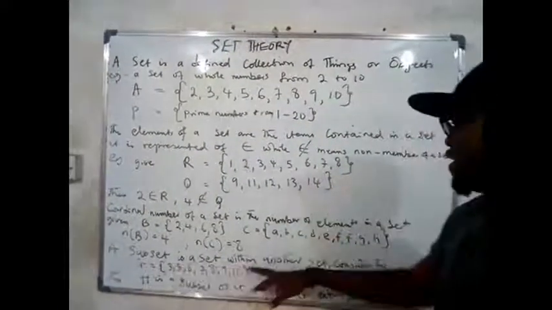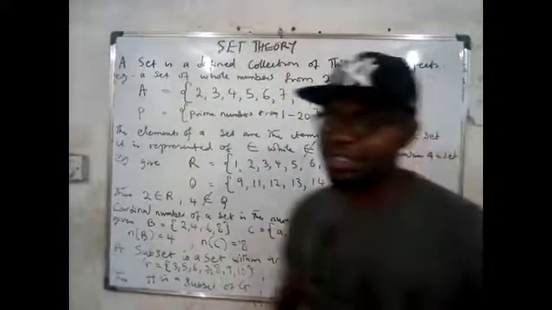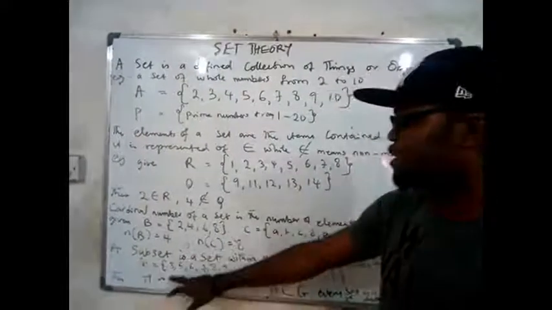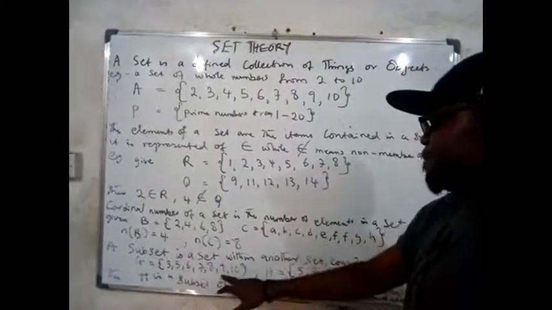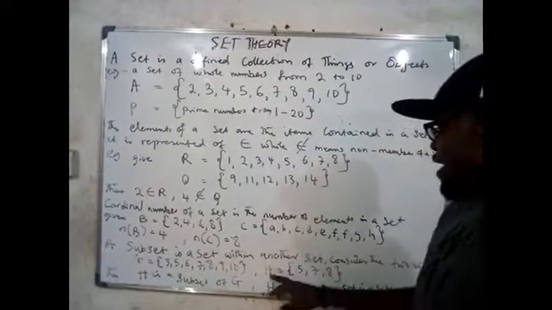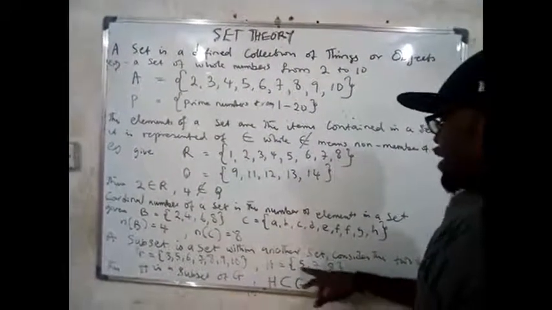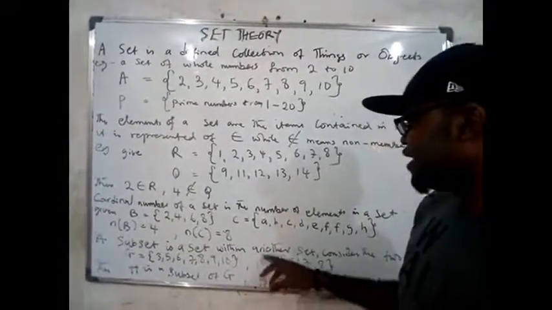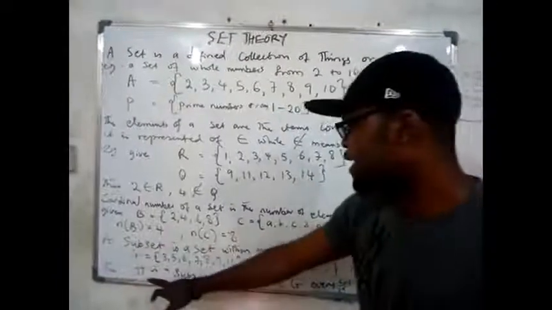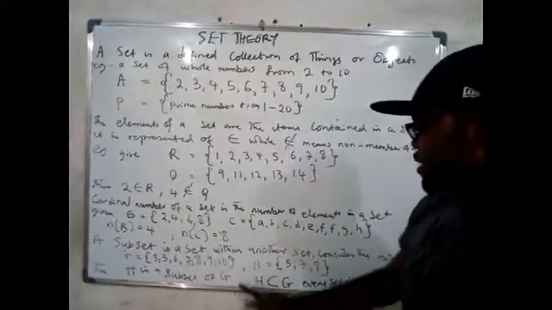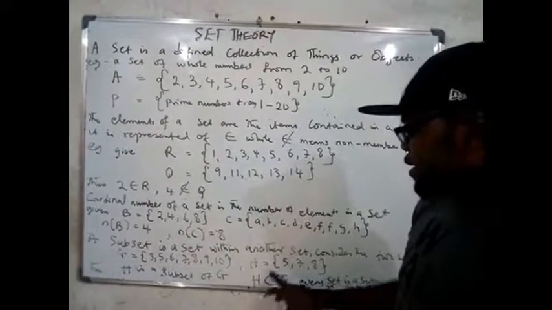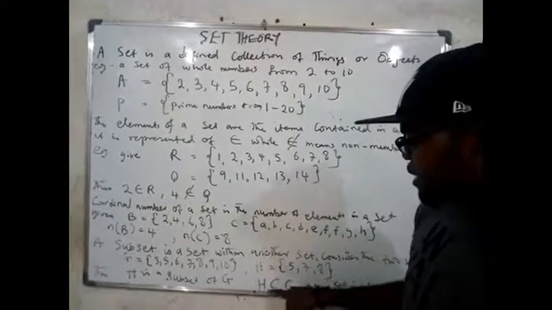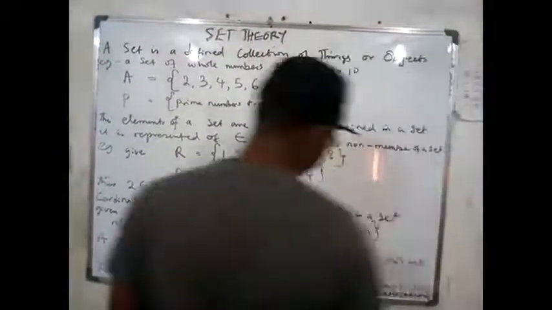A subset is a set within another set. So consider these two sets. This is set G containing 3, 5, 6, 7, 8, 9, 10. And another set H containing 5, 7, and 8. You can see that this 5, 7, 8 is also here. 5, 7, 8. So you can say that H is a subset of G. And you can represent it using this symbol. The bigger side is representing the superset, whereas the smaller side is representing the subset.